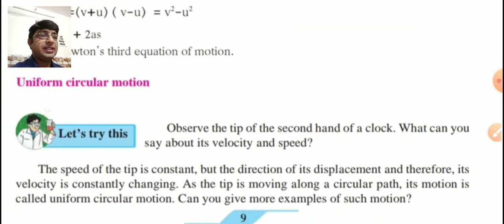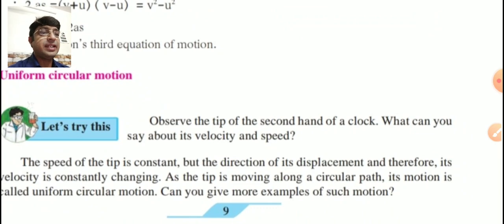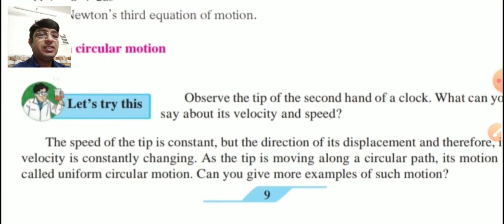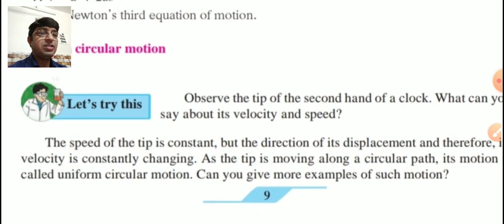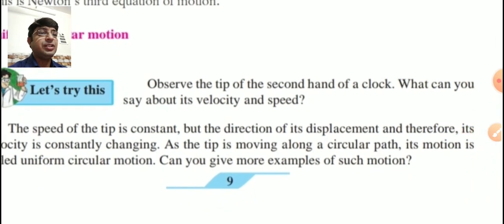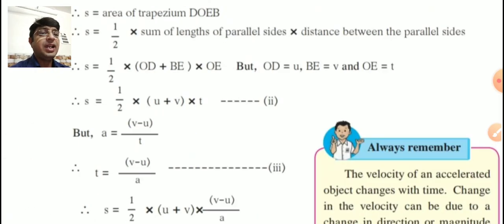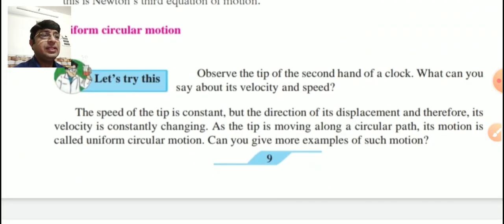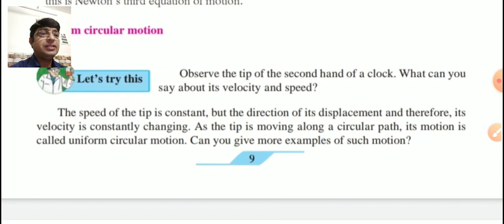Now let's try this. Observe the tip of the second hand of a clock. What can you say about its velocity and speed? The speed of the tip is constant, but the direction of its displacement, and therefore its velocity, is constantly changing. As the tip is moving along a circular path, its motion is called uniform circular motion.